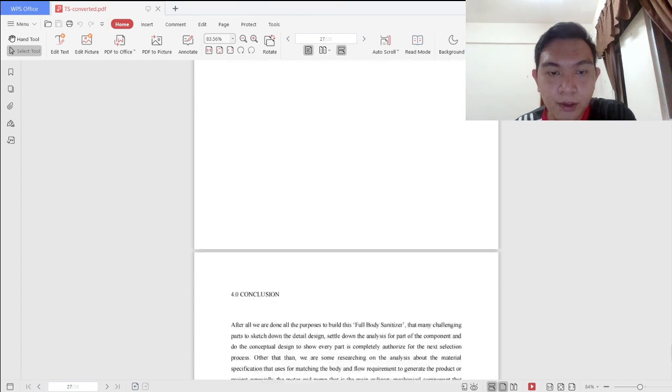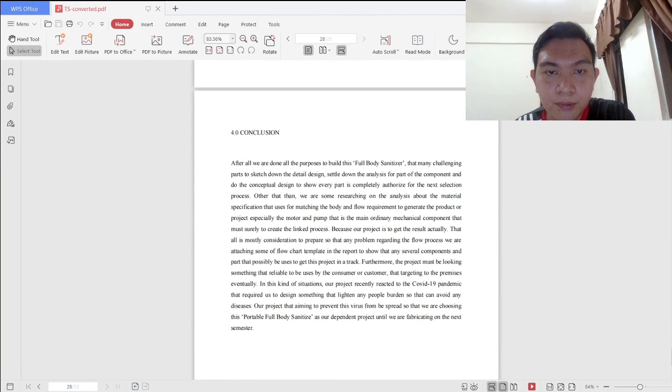And lastly, for the conclusion, there are many challenging parts to sketch down the detailed design and settle the analysis for parts of the component to do the conceptual design, to show every part is completely authorized for the next process. Our project aims to prevent this virus from spreading, so we chose this portable full body sanitizer as our project until we collaborate again next semester.